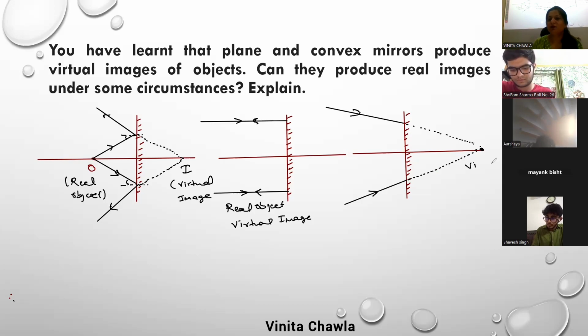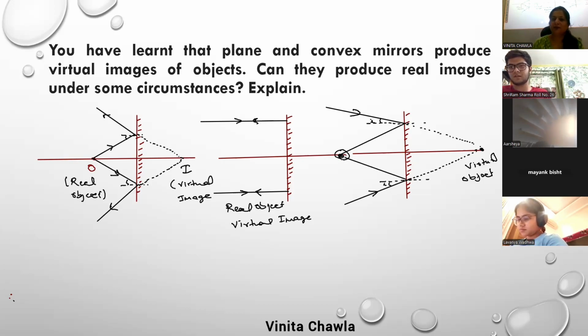So we are assuming that we have a virtual object behind the mirror. You can see these rays. These are coming towards the object. We can draw a normal like this. So this is the angle of incidence. Now we can draw reflected rays. The point where the reflected rays meet is the position of your real image.